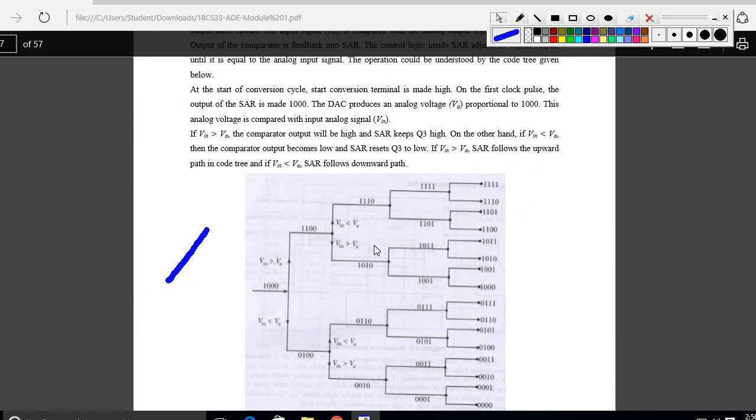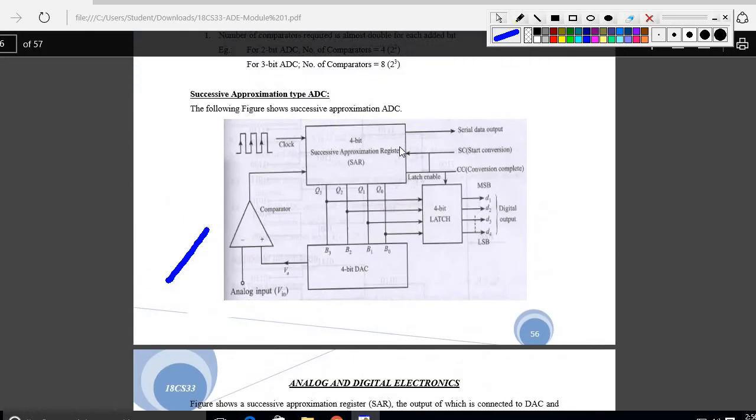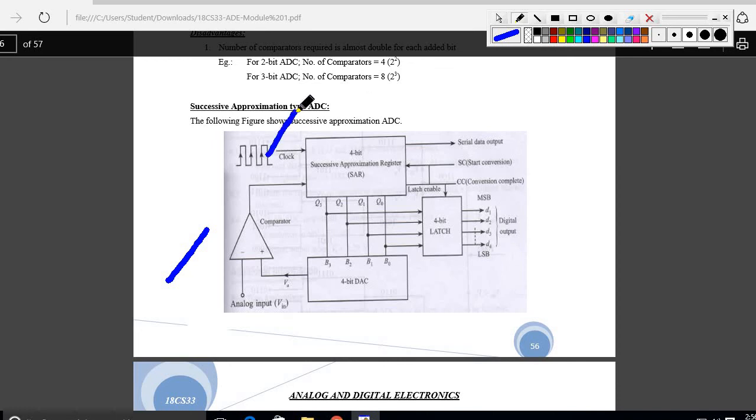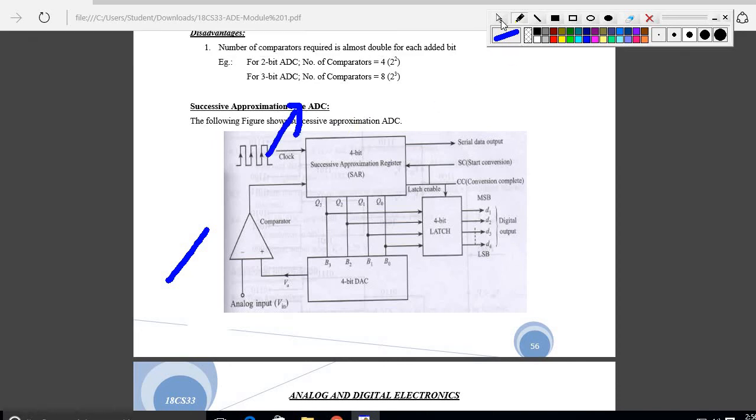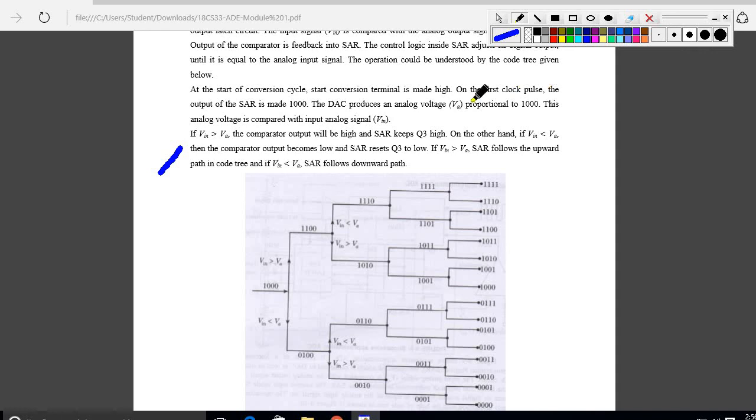So this is exactly the code tree, and I will tell how it works. At the start of the conversion cycle, the start conversion terminal is made high. Always it is made high. That means 1000 starting on the first clock pulse. When you give the first clock pulse to this successive approximation register, what will happen? The output of the SAR is made 1000.